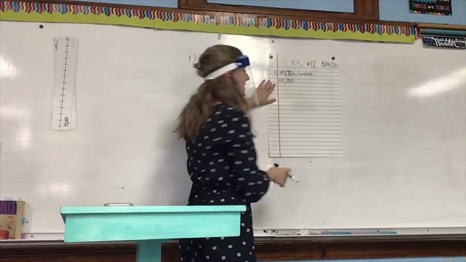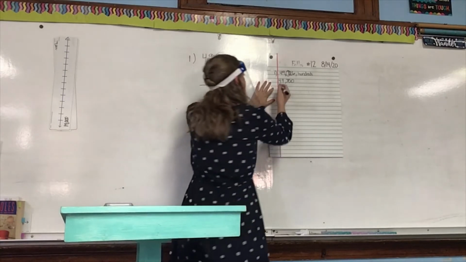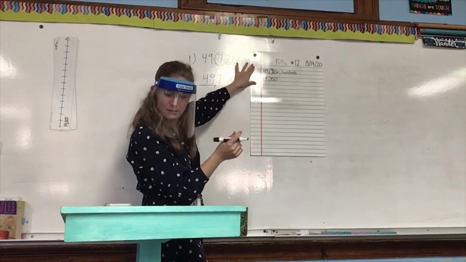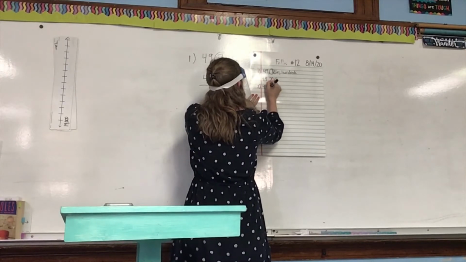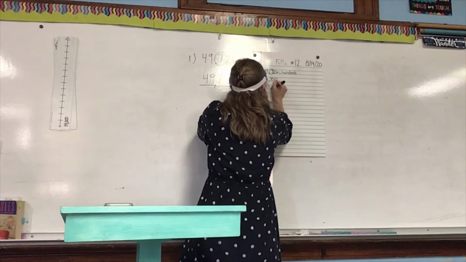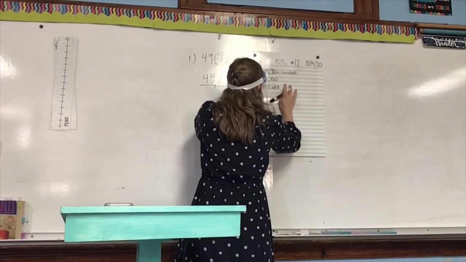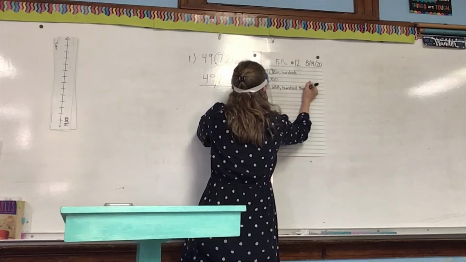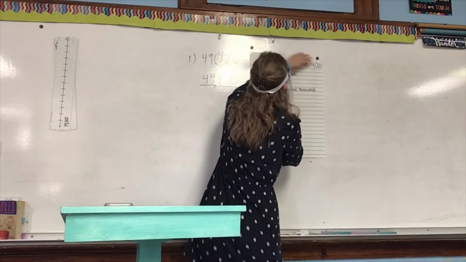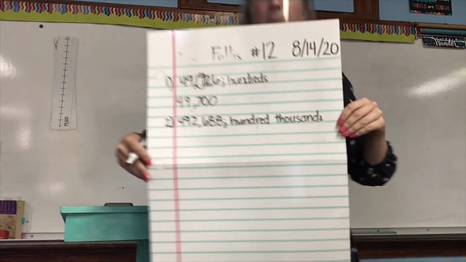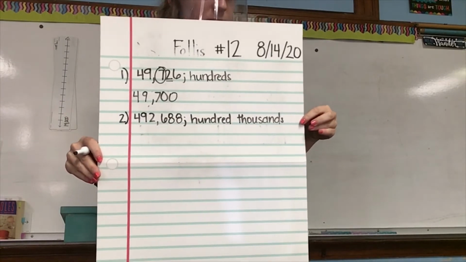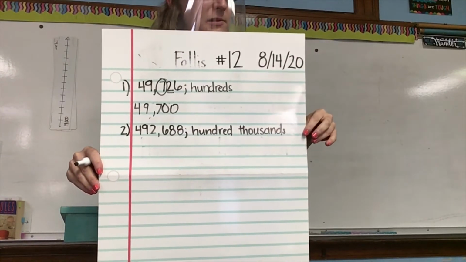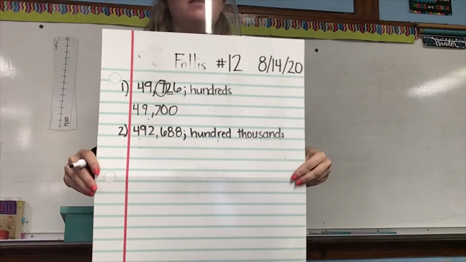Okay, so the way we would write number 2 is we 100% always skip a line because we're doing a new problem. And we write number 2 to the left of the pink line. And then we write our problem, which is 492,688. And we are rounding to the nearest 100,000. Thank you, Zari. Okay, when you're good, you've written the problem and you're ready to move on, you can put your thumbs up.